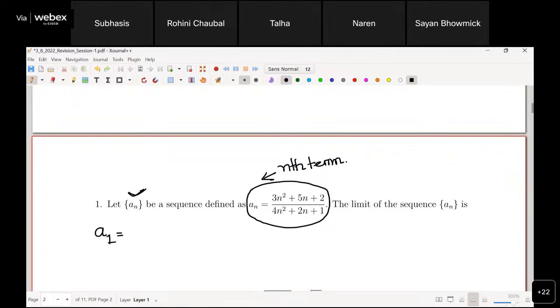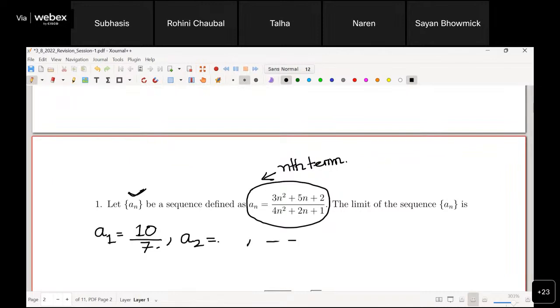Okay, so if you do that, then probably you will get 5 plus 3, 8 plus 2, this is 10. Okay, so this is 10, and this is 4 plus 2, 6 plus 1, this is 7. So this is the first term of the sequence, and similarly, you can also write down the second term of the sequence.